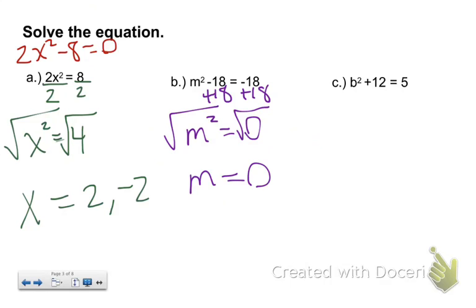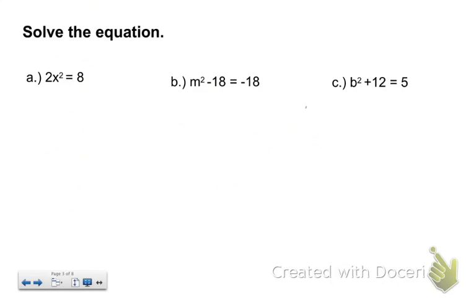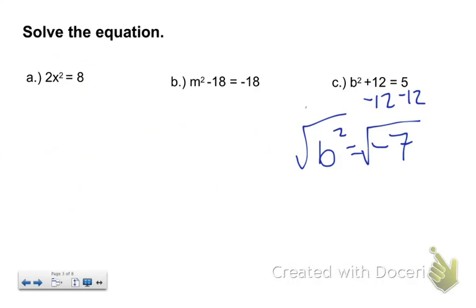This last one's a little bit different. To get b squared by itself, again, I'm going to subtract 12 from both sides. 5 minus 12 is negative 7. So if I'm trying to get b by itself, I'm going to take a square root. And I do end up with b, but I get b equals an imaginary number because I can't take the square root of a negative number. So in this case, it's just no solution.